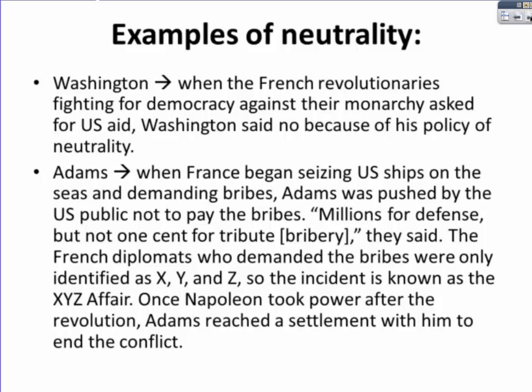The French diplomats who demanded the bribes in one specific instance were identified only as X, Y, and Z, so that they would remain anonymous. So the incident becomes known as the XYZ affair. France demanding bribes from the U.S. government to return U.S. ships that had been seized. Once Napoleon took power after the revolution, Adams reached a settlement with him to end the conflict. So the XYZ affair was able to be settled peacefully with no fighting.